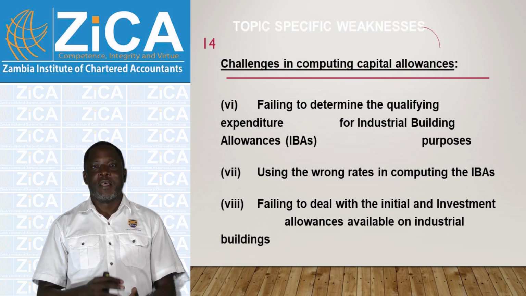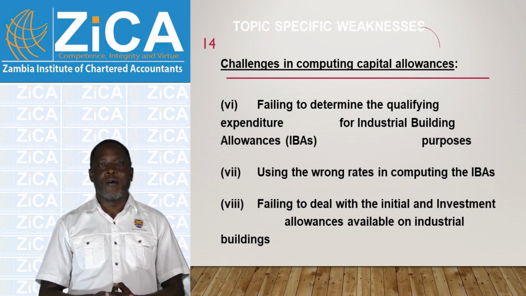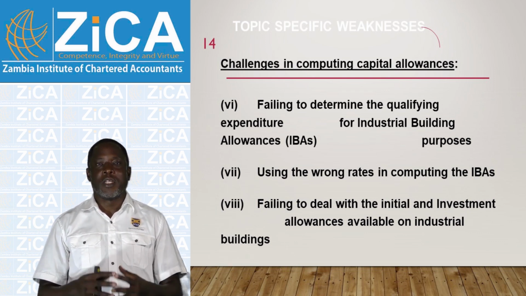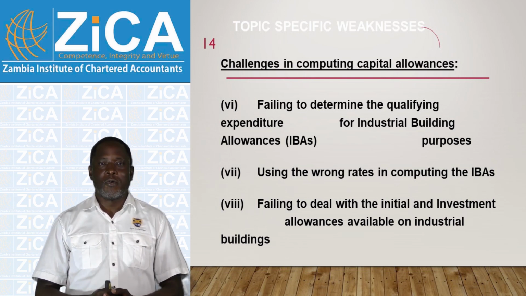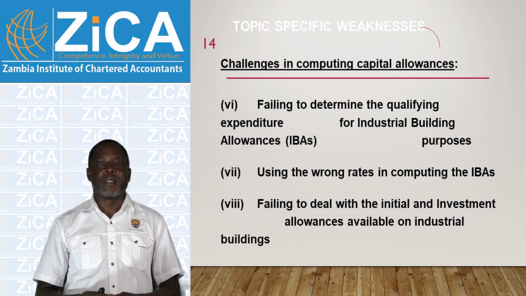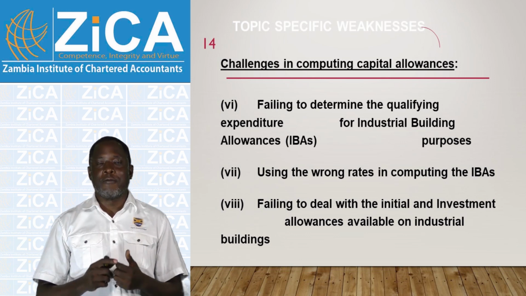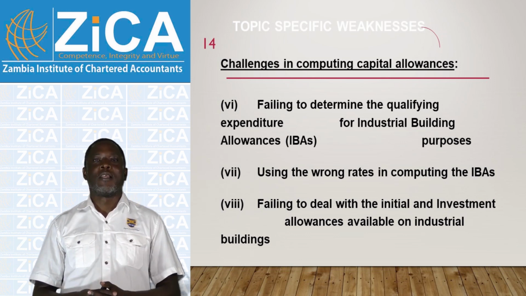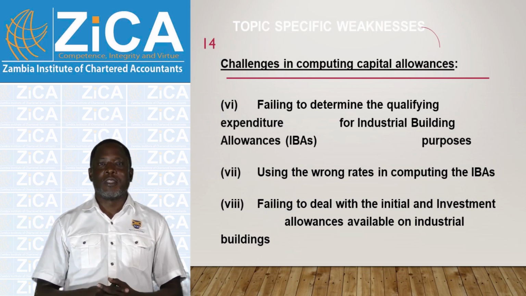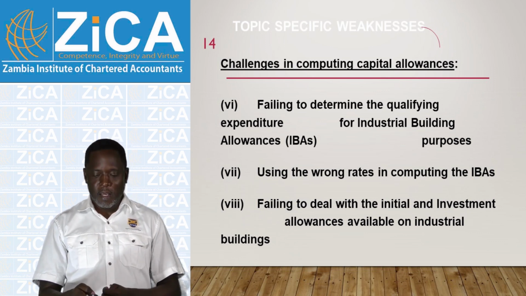So for commercial buildings, the rate of the wear and tear allowance is only 2%. Then when it comes to industrial buildings, the normal wear and tear allowance is 5%. But for buildings which are new or which have been purchased new, they also qualify for an initial allowance at 10%, as well as an investment allowance at 10%. But always bear in mind that the initial allowance and the investment allowance are only available on brand new industrial buildings. If the industrial building has been bought second hand, or it is one which has been used in prior years, then the initial allowance and the investment allowance will not be available.